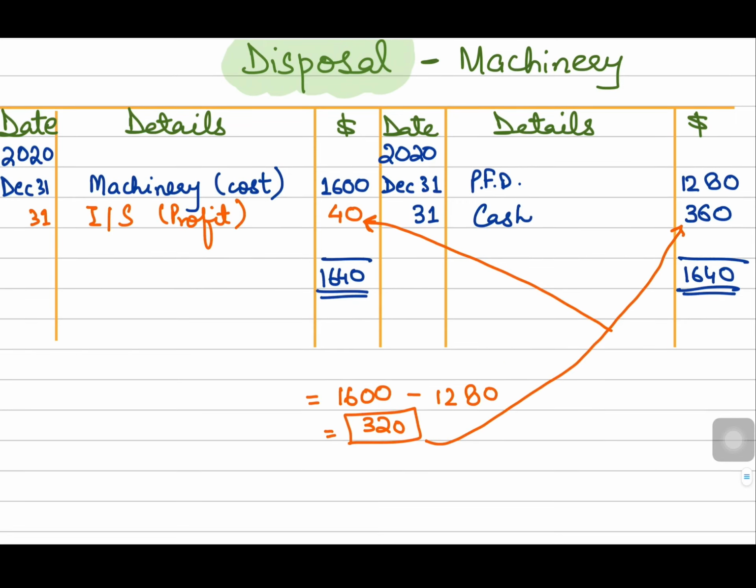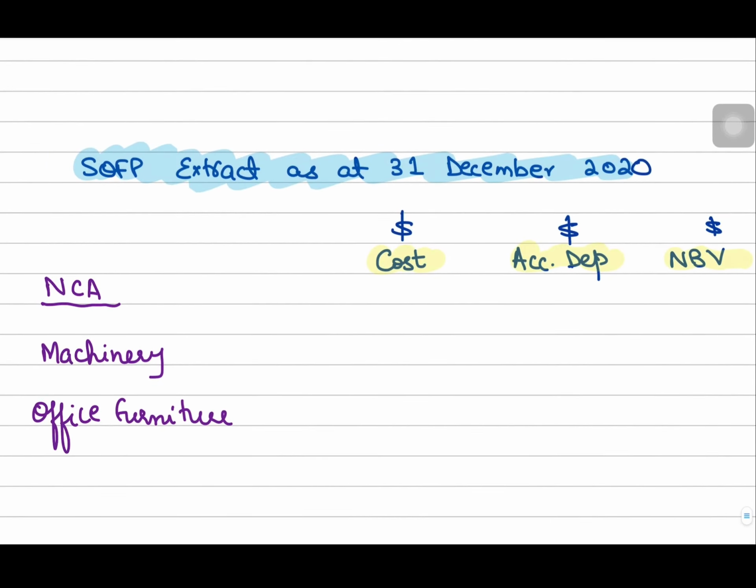Okay. Now we are left with the last requirement, and that is to prepare the SOFP extract. So let's begin. Okay, so this is the format which you can follow in the exam as well, and this will save a lot of time and space in the question paper and the booklet given to you, because you don't again have to write the less accumulated depreciation and then the net book value, as you can do it all at once.